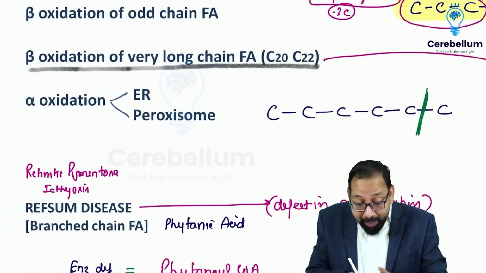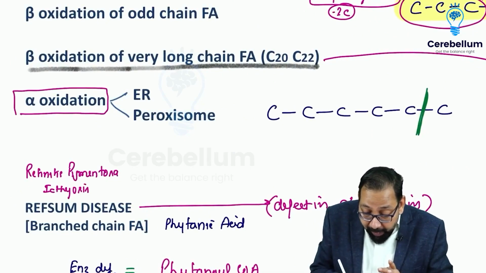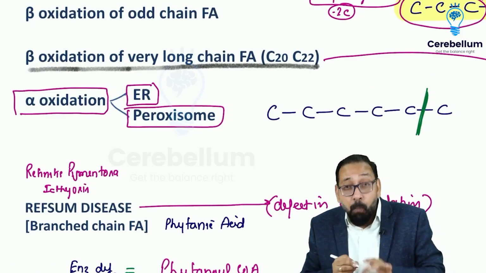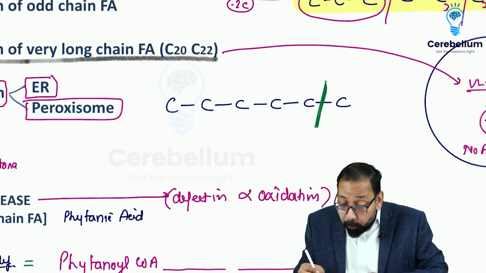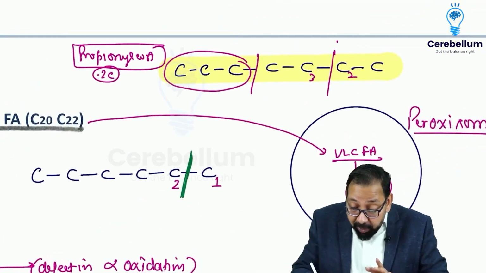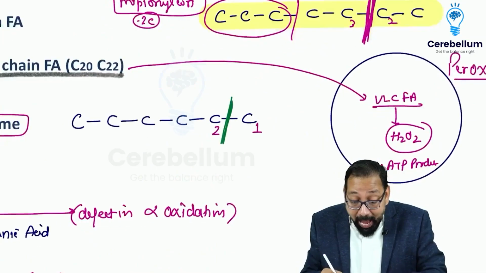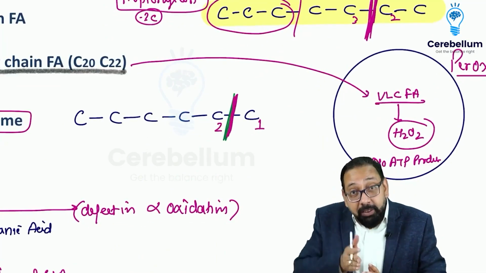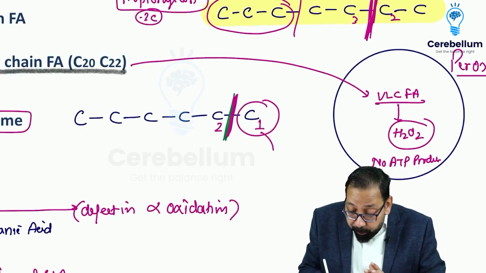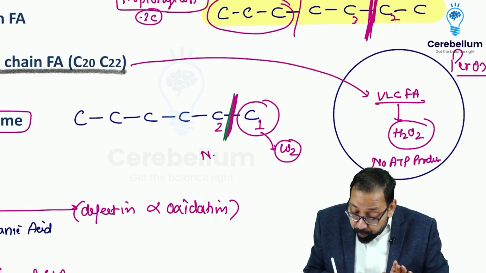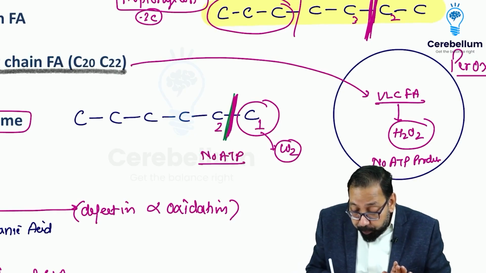Now we come to alpha oxidation. It occurs in the endoplasmic reticulum and peroxisome. What is alpha oxidation? Alpha oxidation means a cut between C1 and C2, whereas beta oxidation was a cut between C2 and C3. When this cut is done, that carbon is removed as CO2. And in this, no ATP is produced.